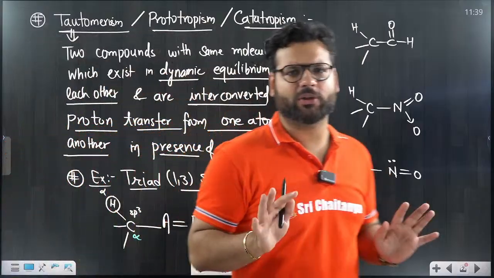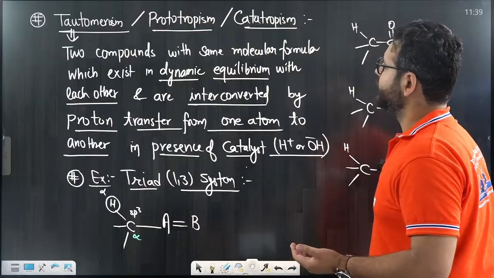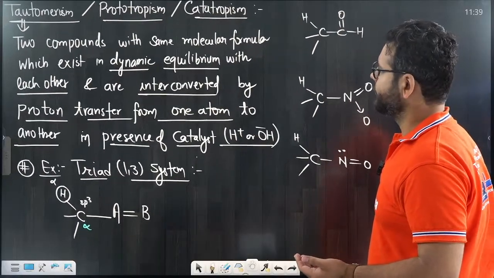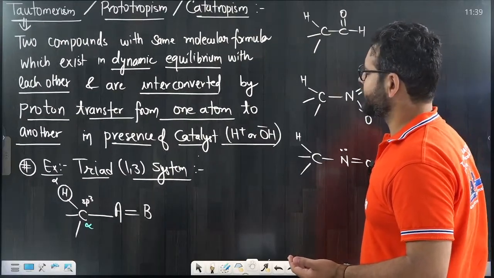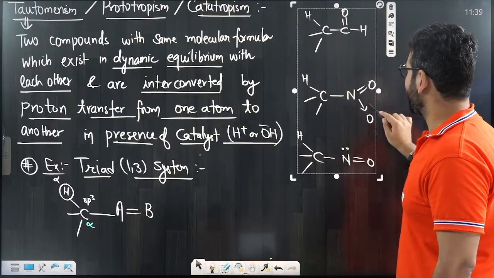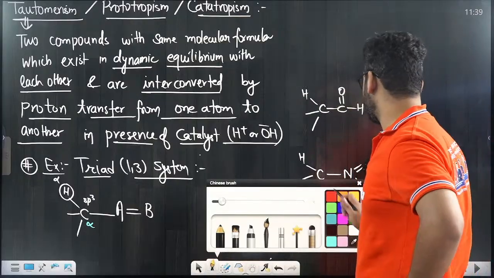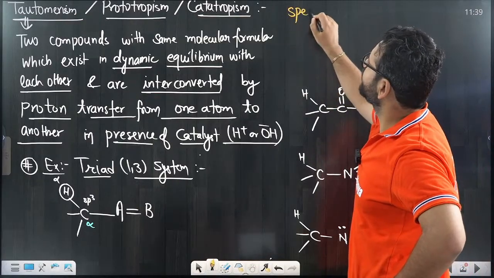Then tautomerism is possible. What you have to do? Simply say to yourself, you will do one reaction where you will say like this: sigma become pi, pi become minus, minus take H plus. Okay, you will speak like this. Speak like this yourself first, 2-3 times.